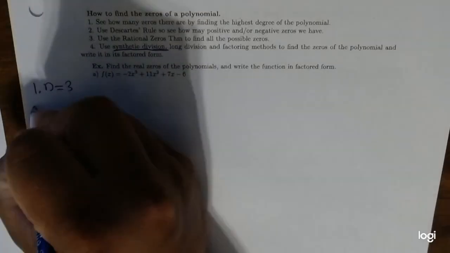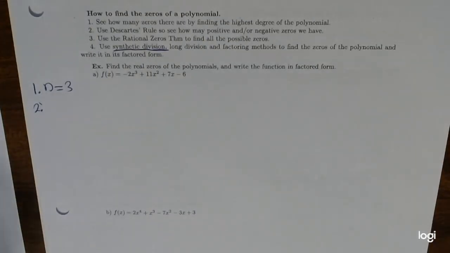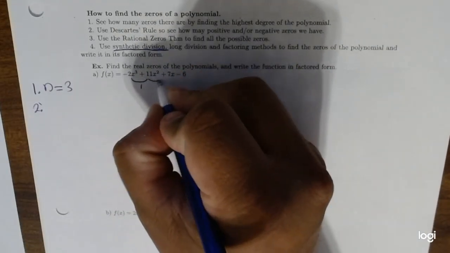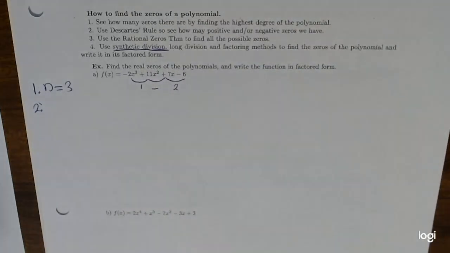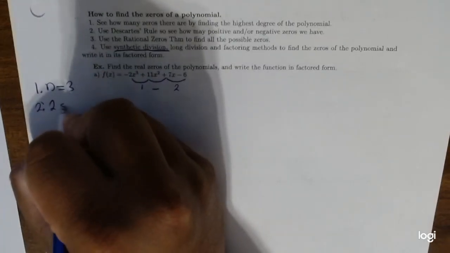So now we go on to step 2. Step 2 says we want to use Descartes' rule of signs to see how many possible positive and negative zeros we have. First off, how many sign changes do we have in just the regular function? Let's pick them out. We have 1, that's not another 1, and 2, right? It goes from positive to negative. So we have a total of 2 sign changes.